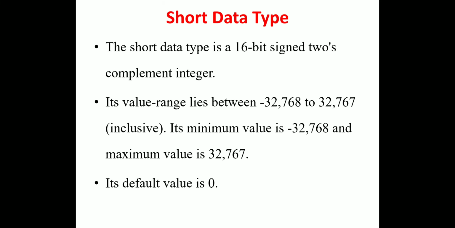The next one is the short data type. The short data type is a 16-bit signed two's complement integer. Its value ranges from -32,768 to +32,767. The minimum value is -32,768 and the maximum value is 32,767, and the default value is 0.